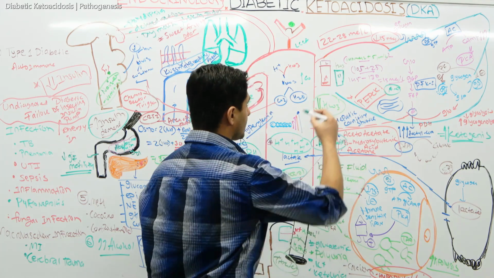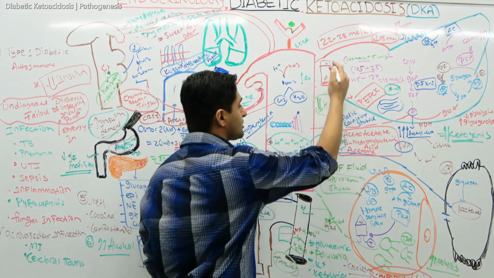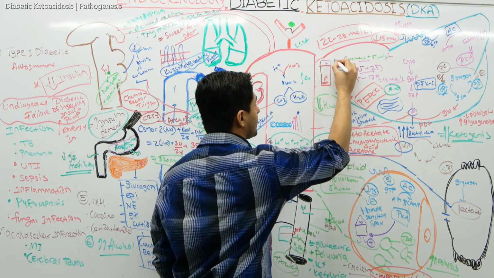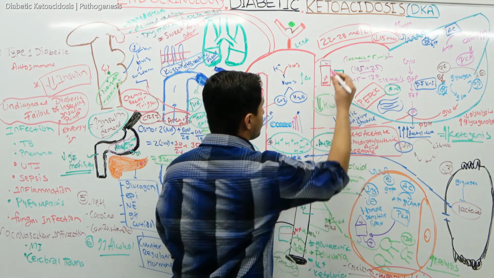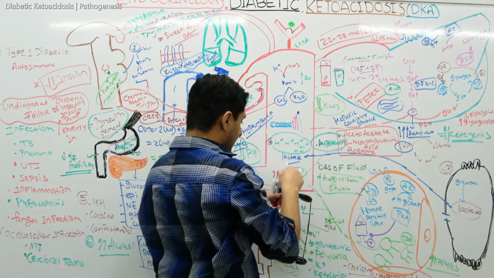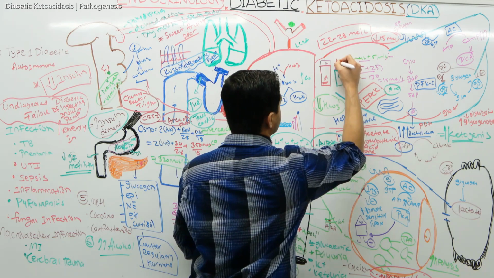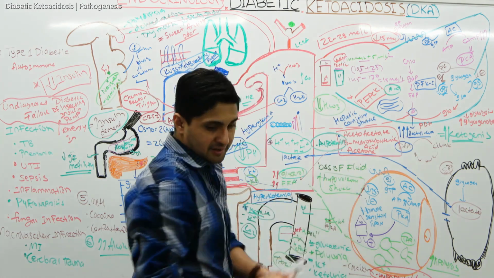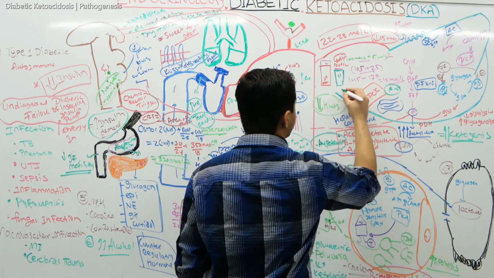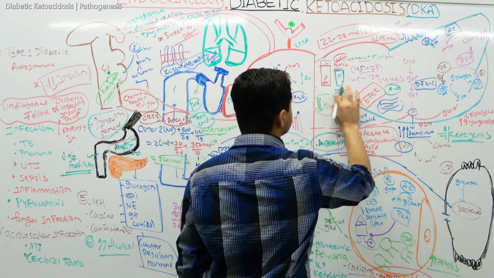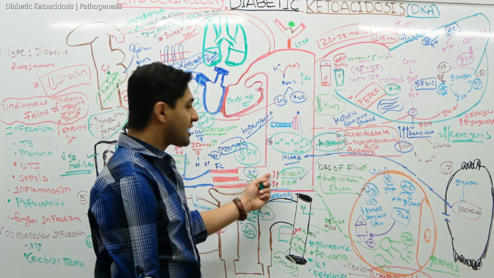Here is normal, but what is happening in DKA is that the bicarb is going down. Let's say it goes down to 7, and on top of this there are a lot of ketone bodies replacing the bicarb. Also the potassium level goes up because of the hyperkalemia.